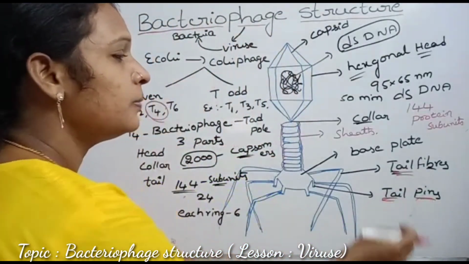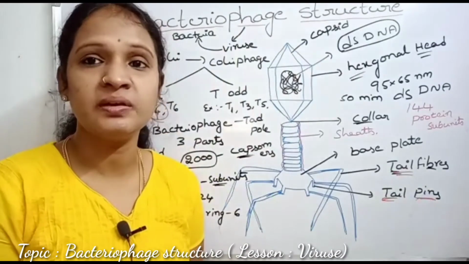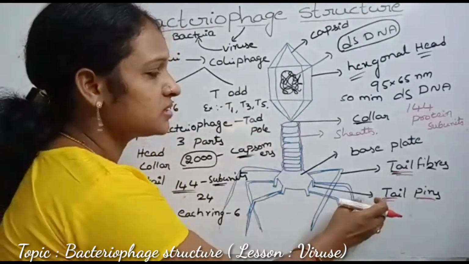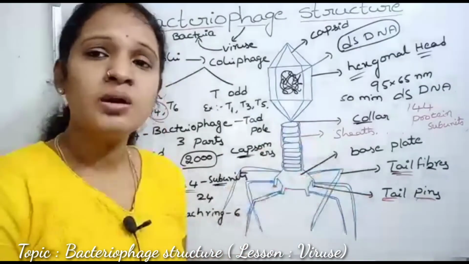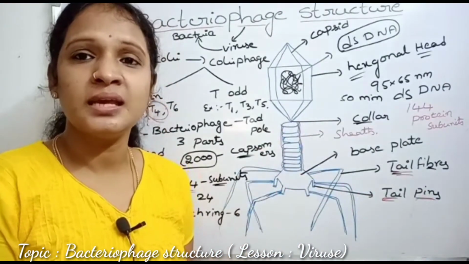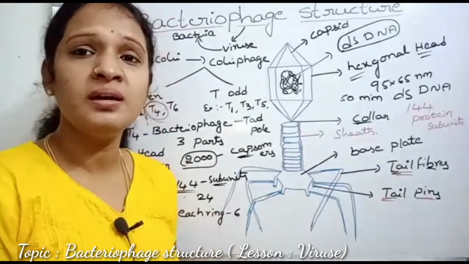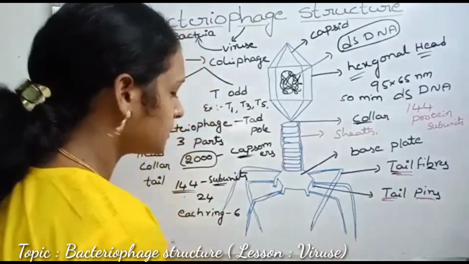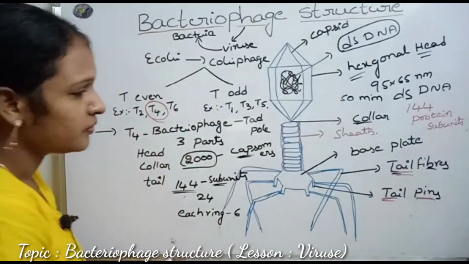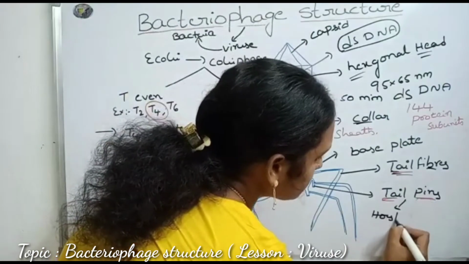The tail pins have mainly 2 specific functions. One function is that they attach to the host surface of the bacterium cell.